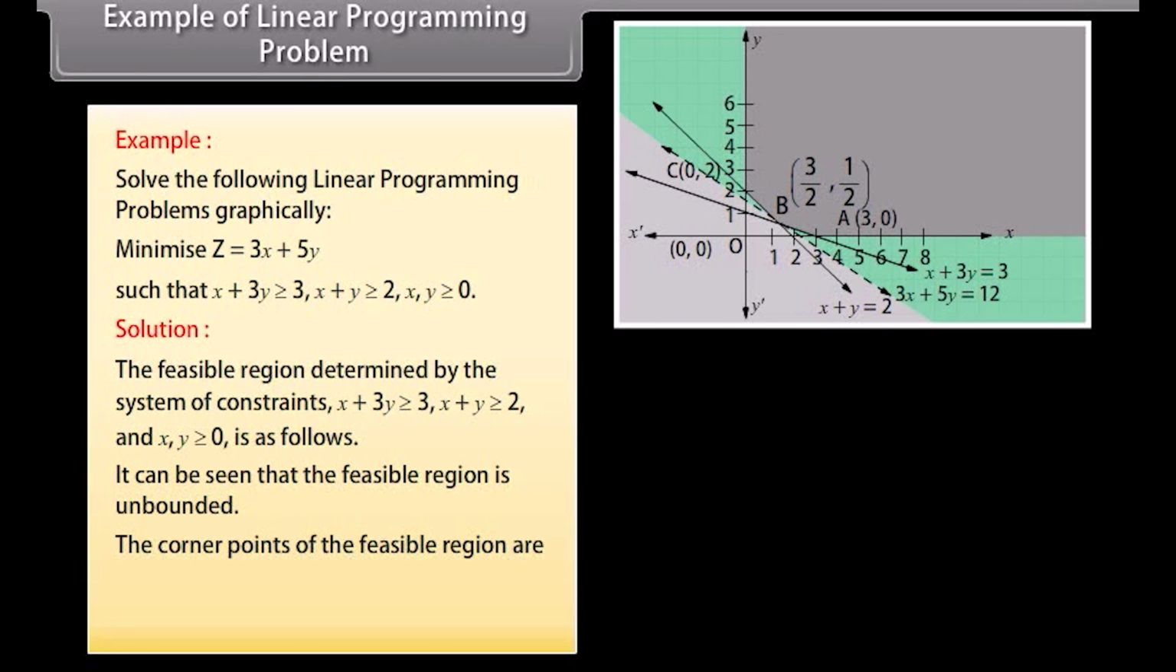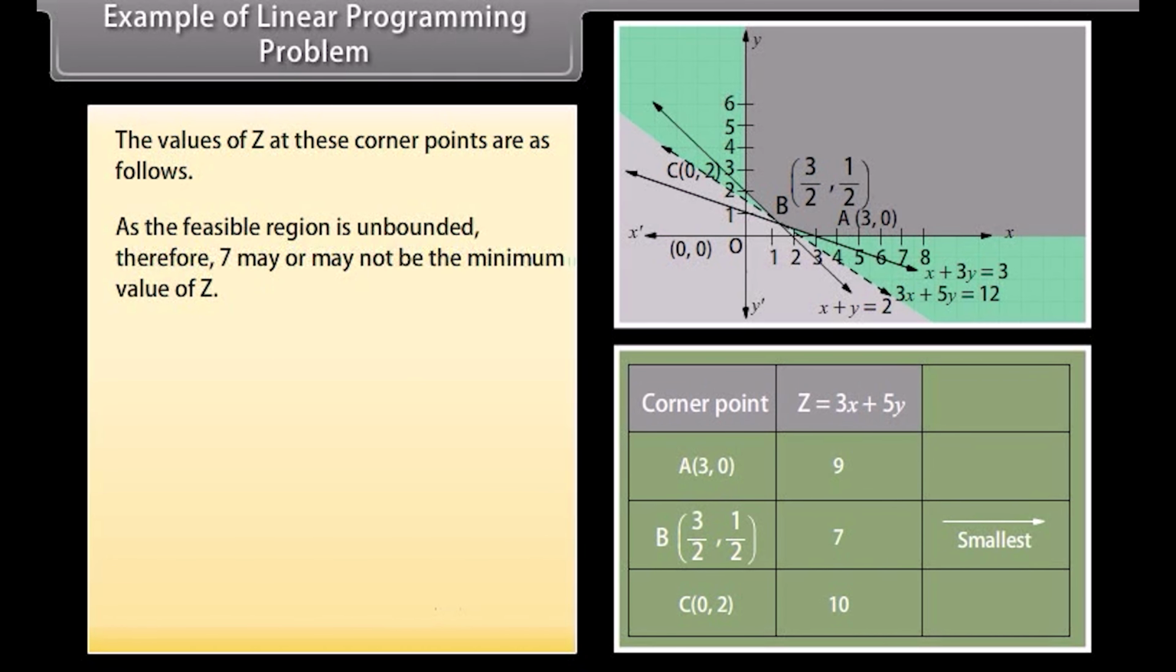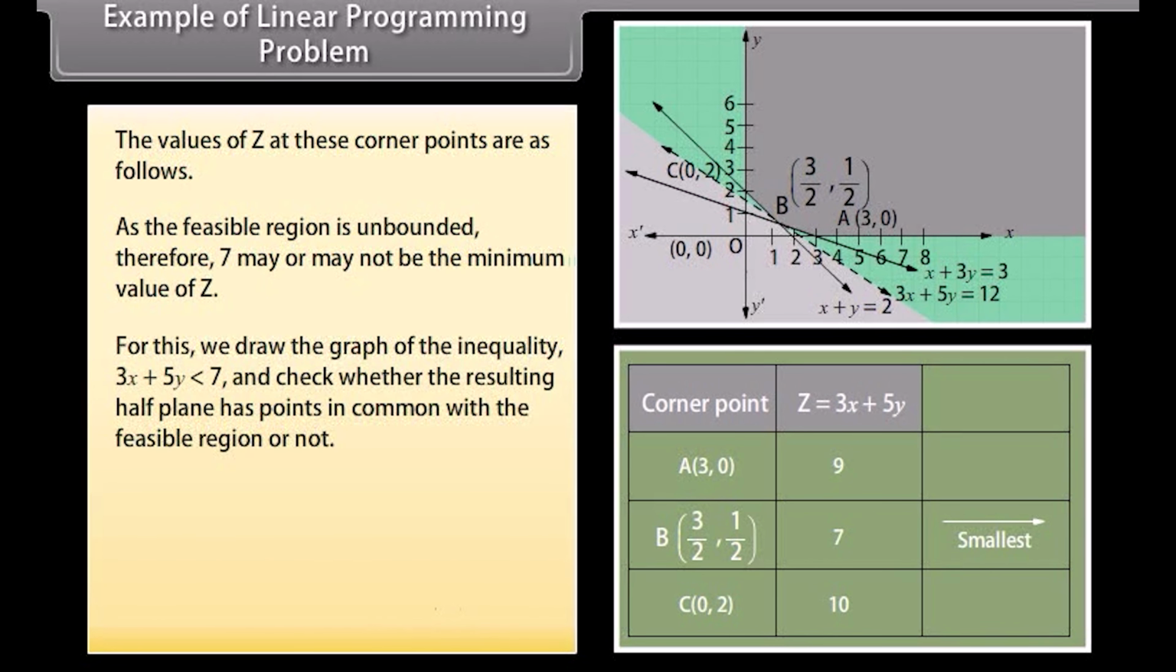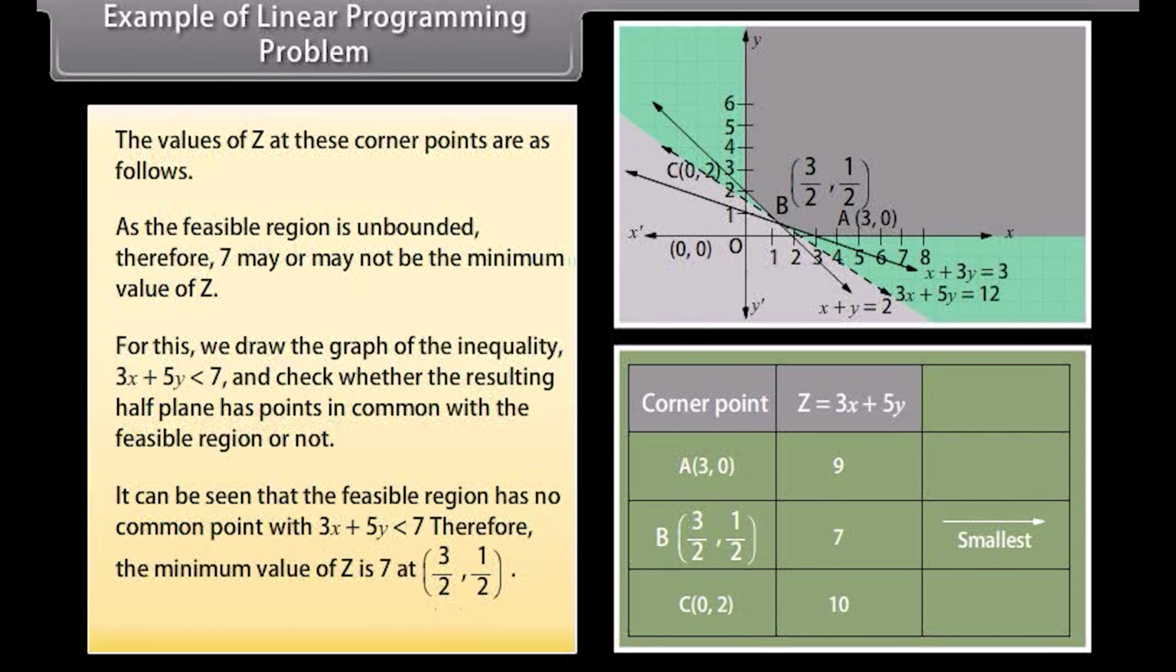The corner points of the feasible region are A(3, 0), B(3/2, 1/2), and C(0, 2). The values of Z at these corner points are as follows. As the feasible region is unbounded, therefore 7 may or may not be the minimum value of Z. For this, we draw the graph of the inequality 3x + 5y < 7 and check whether the resulting half plane has points in common with the feasible region or not. It can be seen that the feasible region has no common point with 3x + 5y < 7. Therefore, the minimum value of Z is 7 at (3/2, 1/2).